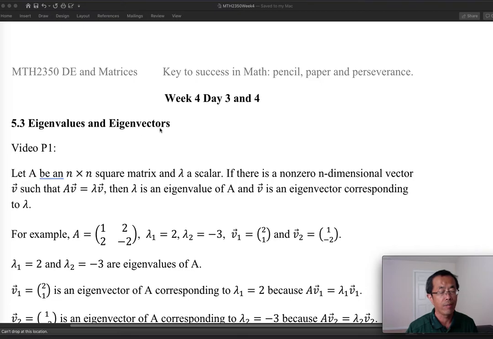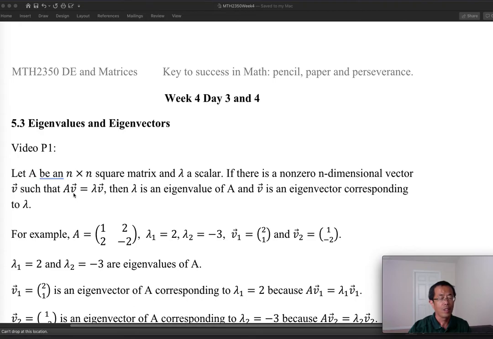Eigenvalues and eigenvectors are for matrices, and they are defined for square matrices. So A is an n by n square matrix, and also lambda is a scalar quantity. A scalar is a real number. And then, look at this vector v. Let's assume this vector v is not a zero vector. This is a matrix multiplication, right?